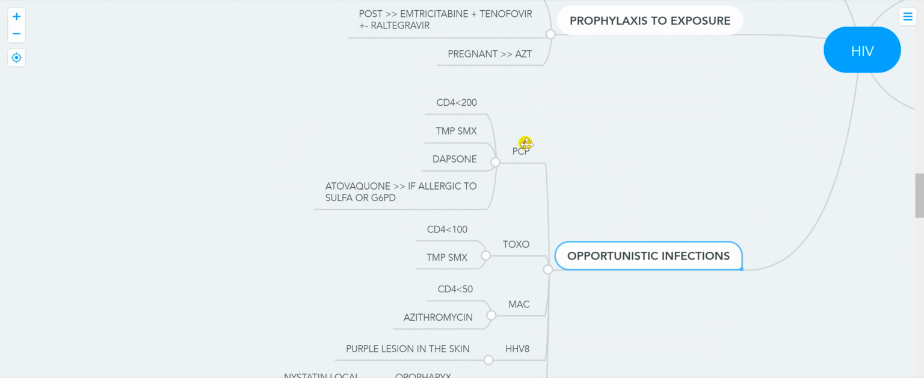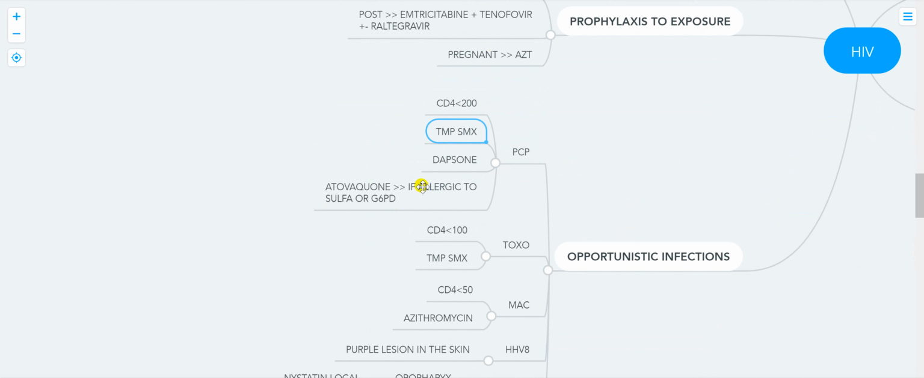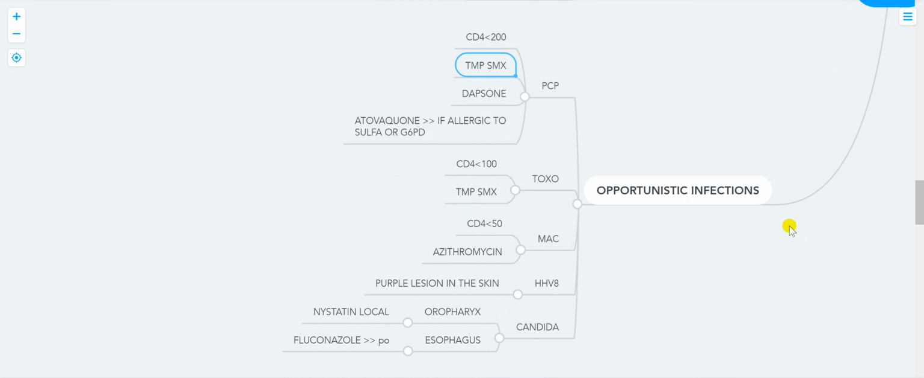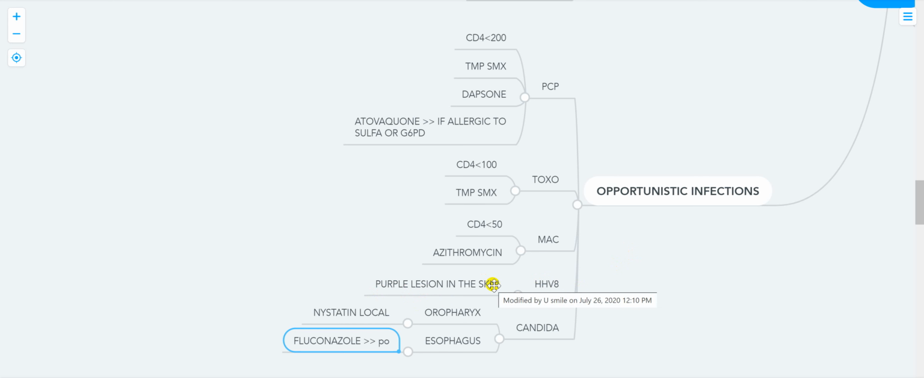Opportunistic infections: for PCP, usually CD4 less than 200, you give TMP-SMX or dapsone, or if allergic, atovaquone. For toxo, you worry about it when CD4 is less than 100, so you give TMP-SMX. MAC, Mycobacterium avium intracellulare, you worry about it when CD4 is less than 50, you give azithromycin. And Candida, in the oropharynx you give nystatin, in the esophagus you give fluconazole. And the last, HHV8, could cause Kaposi sarcoma, which is a purple lesion in the skin. There's no prophylaxis for it. And that's a summary of AIDS.